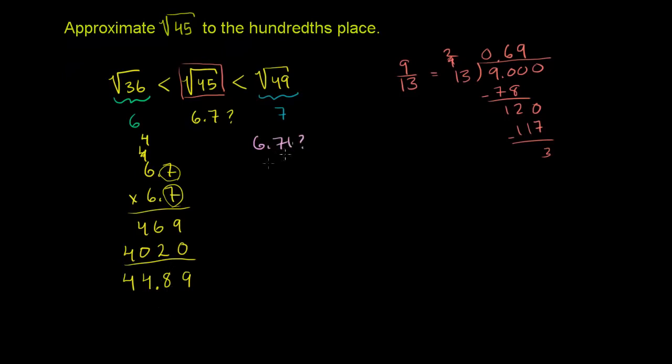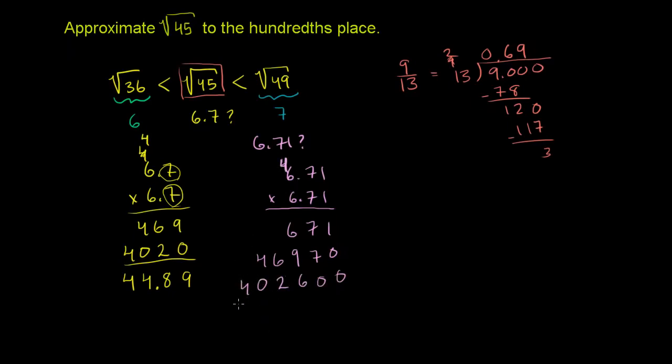Let's just try it out. 6.71. So once again, we have to do some arithmetic by hand. We are assuming that they don't want us to use a calculator here. So you have 1 times 1 is 1, 1 times 7 is 7, 1 times 6 is 6. Put a 0 here. 7 times 1 is 7. 7 times 7 is 49. 7 times 6 is 42, plus 4 is 46. And then we have 2 zeros here. 6 times 1 is 6. 6 times 7 is 42. We have this new 4 here. 6 times 6 is 36, plus 4 is 40.